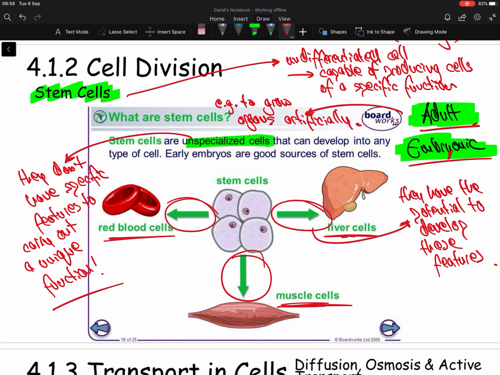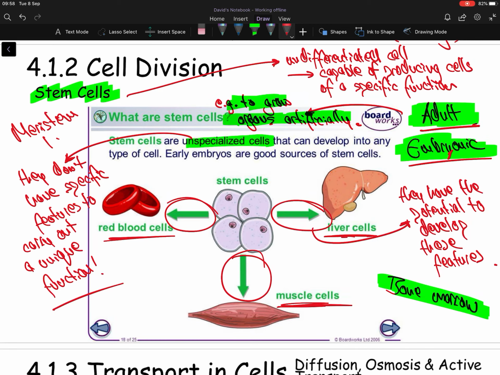It's important to know where you find them, especially in adults. You can find them in bone marrow tissue, so the tissue inside your bones. That's why you can donate this in order for medical science to be able to use stem cells for functions such as developing artificial organs and things like that. Now, you also find them in plants as well. And in plants, they are referred to as meristem tissue.